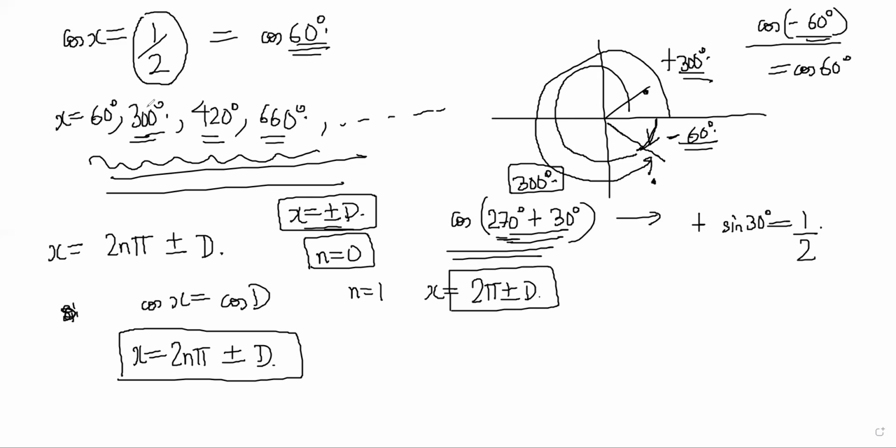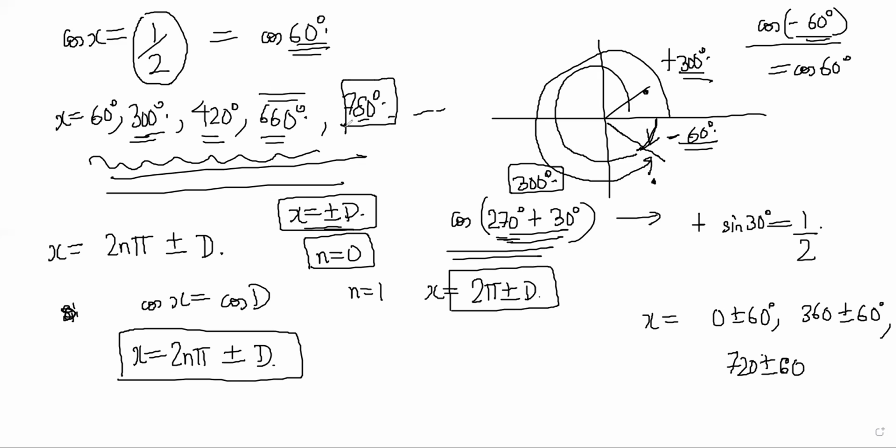Basically what I'm saying is the solutions of this are coming as 0 plus minus 60, 360 plus minus 60, then 4 pi, so 720 plus minus 60. See, 720 minus 60 is 660, right? 720 plus 60, the next one will be 780, right? So this formula now captures all our results for cos x equations.